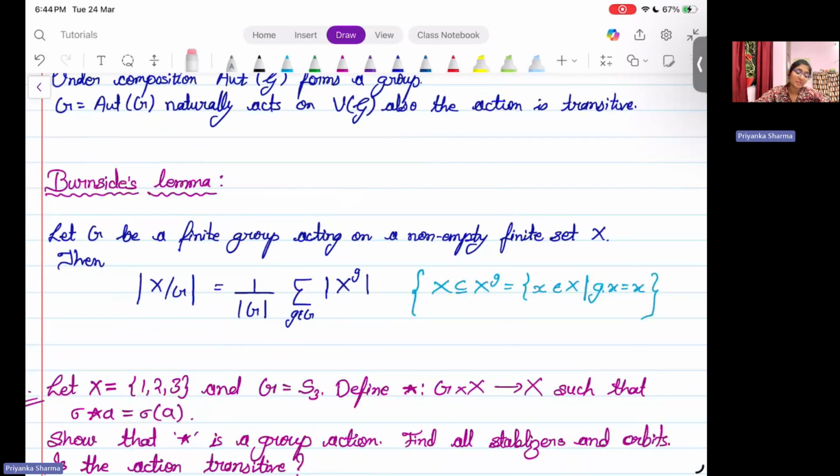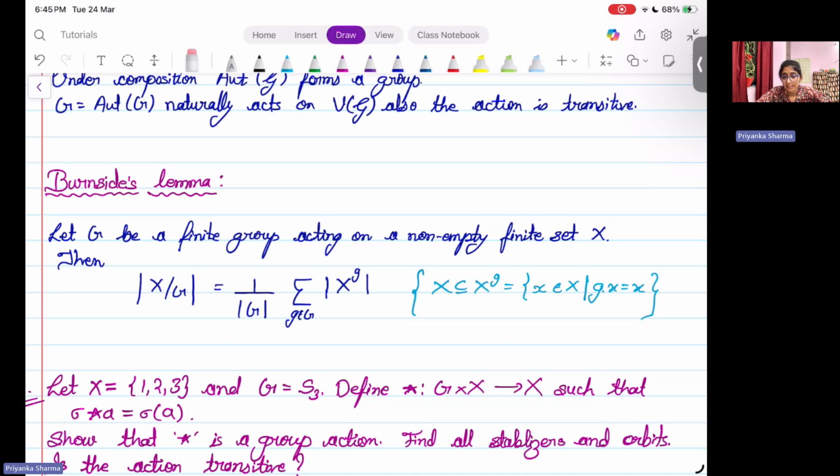Now, the Burnside lemma. This lemma is useful to get a connection between X, G, and G. Suppose we have a finite group, so that we can talk about the order of G. If G is a finite group acting on a non-empty finite set X, then the cardinality of X mod G will be 1 by the order of G into the summation of cardinality of X^g, where this summation is taken over g belongs to G.